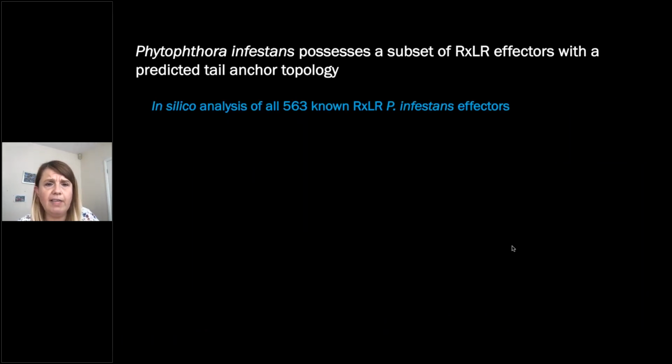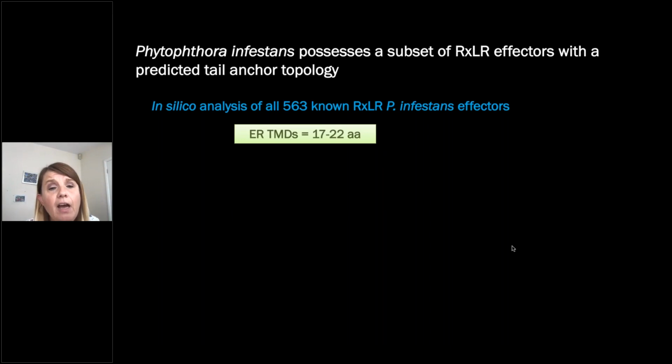So first of all, we took the sequences of all 563 known RXLR Phytophthora infestans effectors, and we decided to define an ER transmembrane domain as being between 17 and 22 amino acids in length. And we didn't just pluck this figure out of the air. There was some logic behind it, because early papers on the reticulons and their mechanism of action identified that the width of the endoplasmic reticulum membrane was around 17 amino acids. So that's where that figure came from.